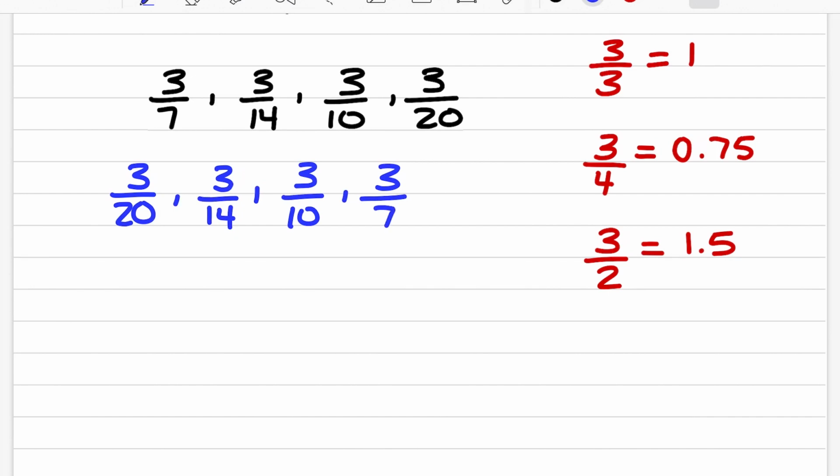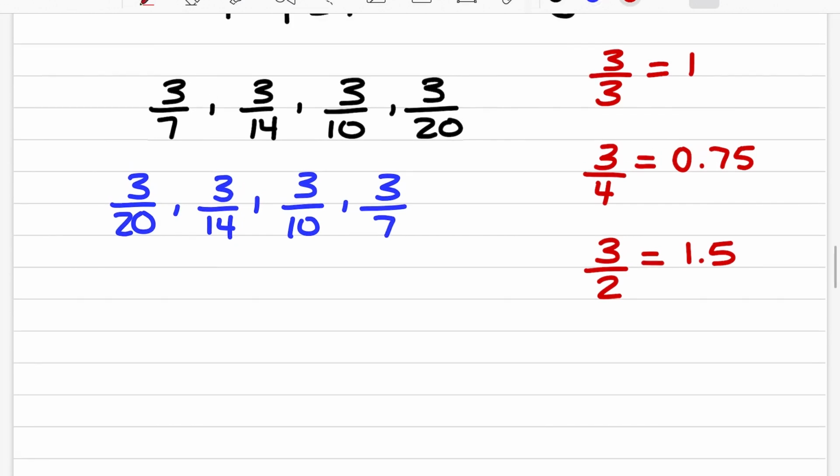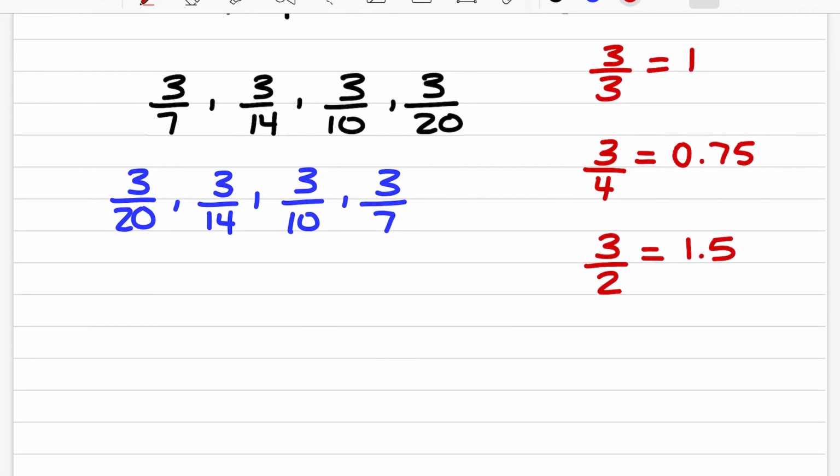Now if you wanted to do it another way, since we know that fractions are division, you could just put all of these in decimal form. So 3 divided by 7 is approximately 0.43. 3 over 14 is approximately 0.21. 3 over 10 is 0.3. And 3 over 20 is 0.15. And so you can order them that way.